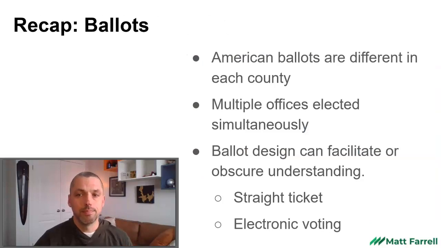To recap, ballots in America are complicated, they're long, and they are different in each county. Why? Because you are electing multiple offices at the same time. You're deciding a lot of different races on election day. Now, the ballot design can be used to obscure understanding. It can be made complicated on purpose. Sometimes it's suspected that that is done for partisan gain, or it can be done in a way that enhances understanding and makes it easier to do. Using straight ticket voting and electronic voting machines are two such efforts that have been implemented to try and make voting a little bit easier.